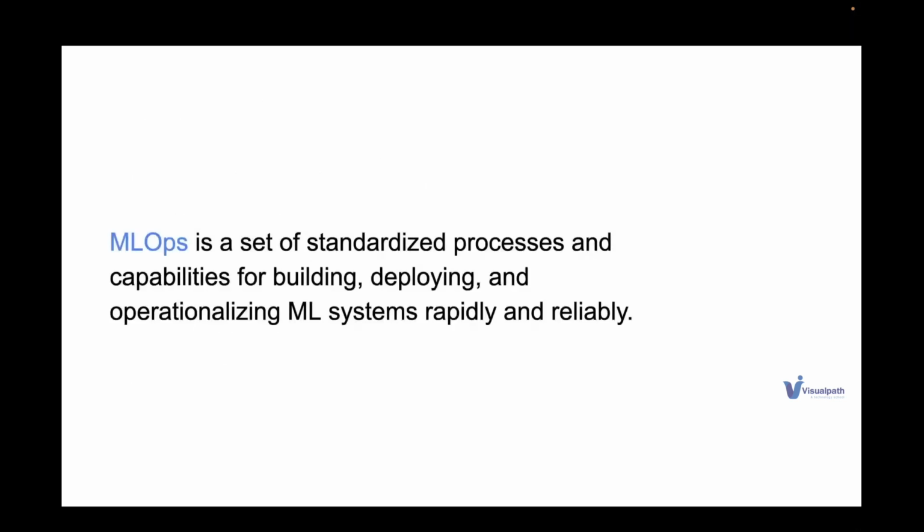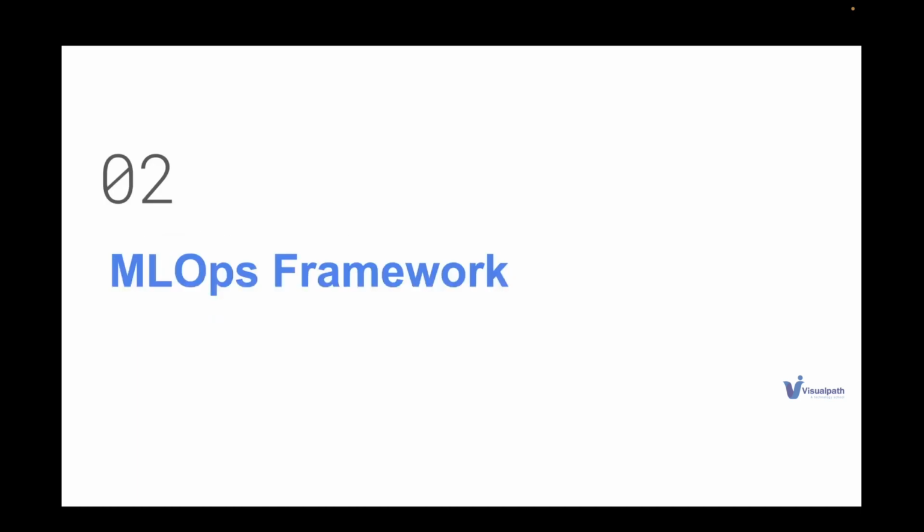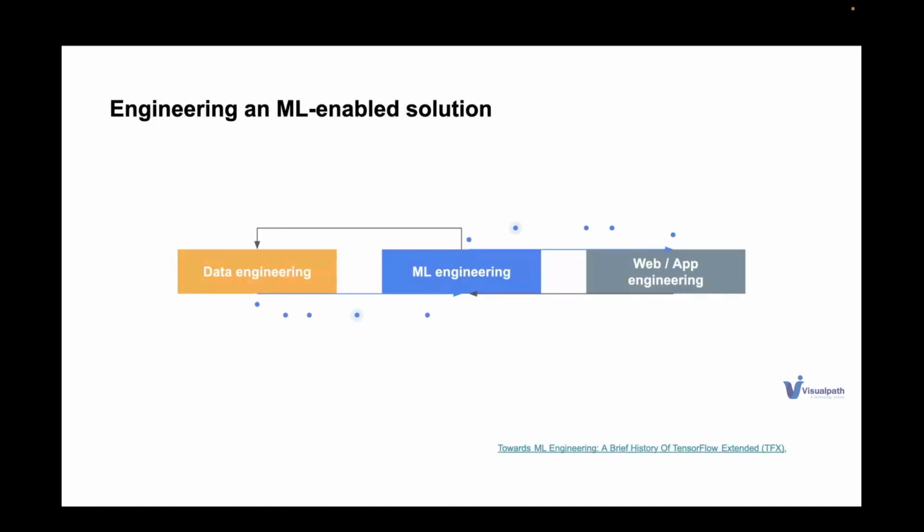describing what MLOps is. It's a standardized process and capabilities for building and deploying operational ML systems. Basically, it's nothing but a set of processes, a process and a way of building and deploying models. So in the MLOps framework, we saw that there are three kinds of things: data engineering, ML engineering, and web or app engineering. ML is in the center, and the user of ML is the web and app, and through that it is shown to the other users. And the left side is data engineering, because ML is the one consuming the data engineering.